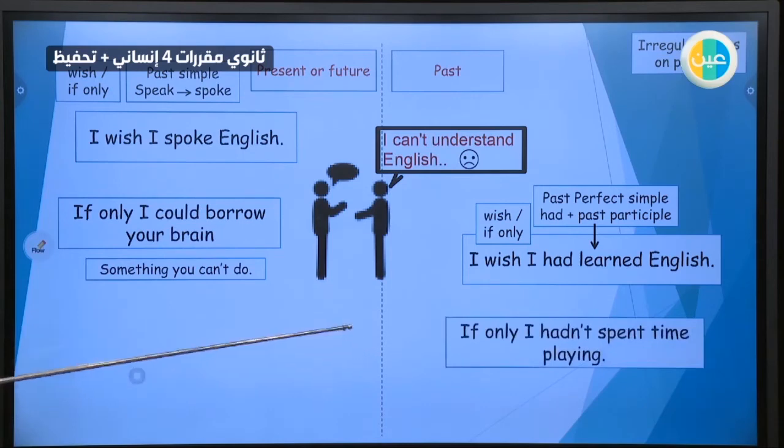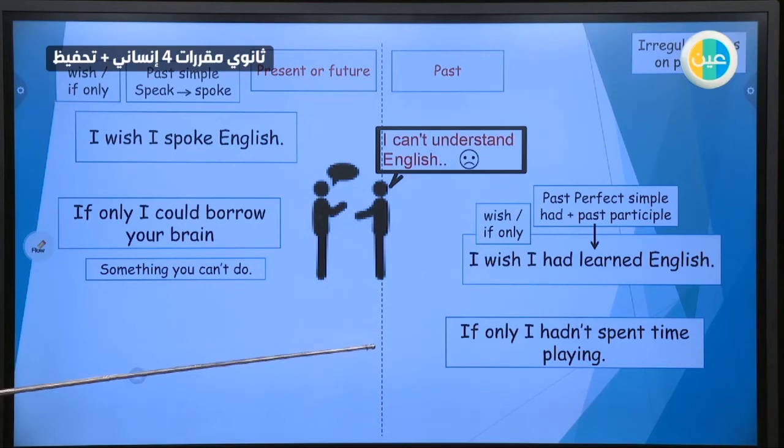Look at the sentence. If only I hadn't spent time playing. This is in the past. If only I had not. It is the same grammar as this, but it is negative. I hadn't spent time playing.